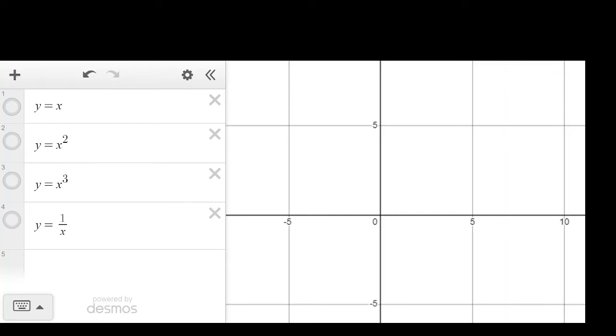In this video I'm going to show you the different types of graphs you need to be able to recognize for your GCSE Maths higher tier exam. The first type is a straight line graph.